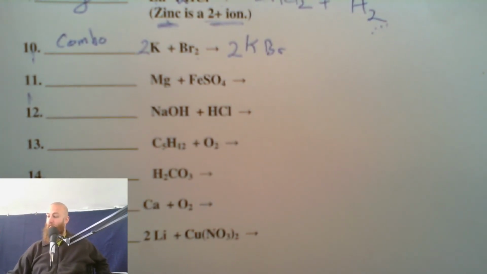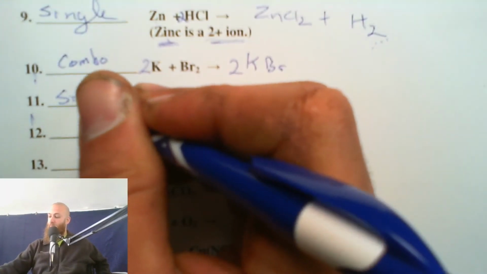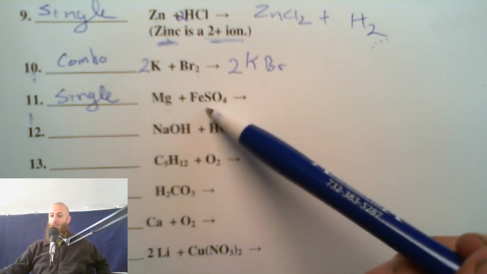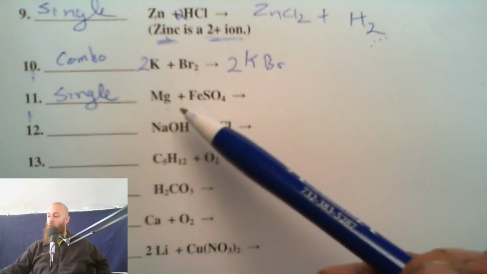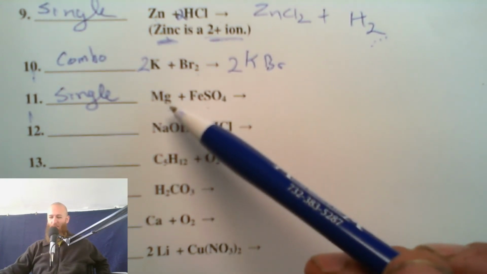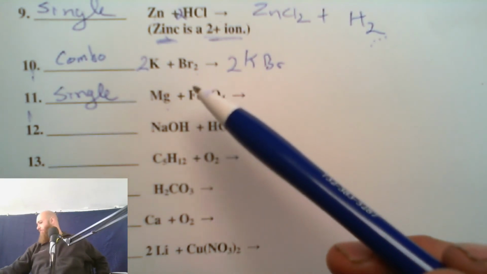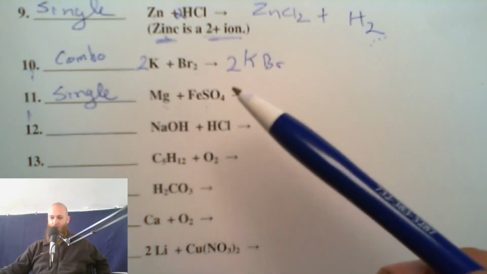Now let's look at number 11. I'm going to say number 11 is a single, and here's why. You have a metal plus an ionic compound. For it to be a double, it would have been 2 ionic compounds. All right. Does that make sense? Kaylin, let me know that you got that. So we have a metal and an ionic compound, which just follows the pattern.